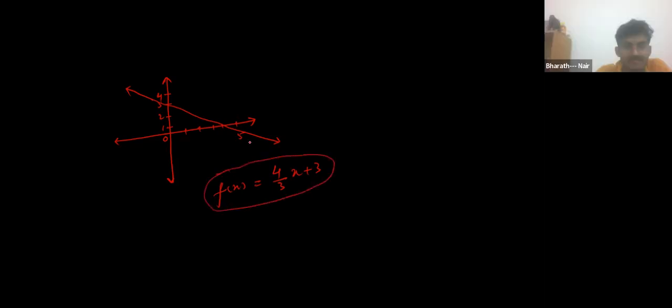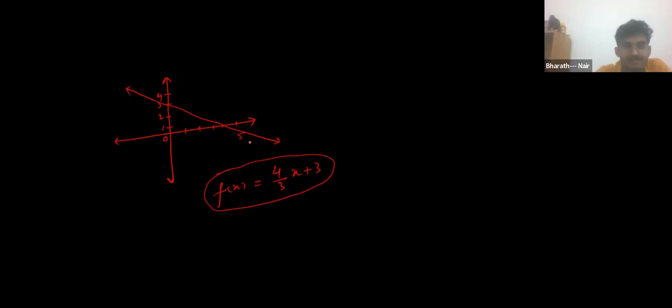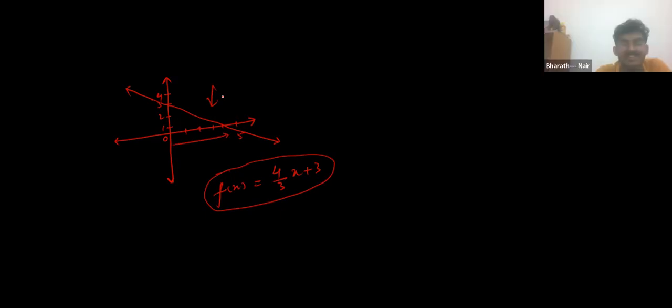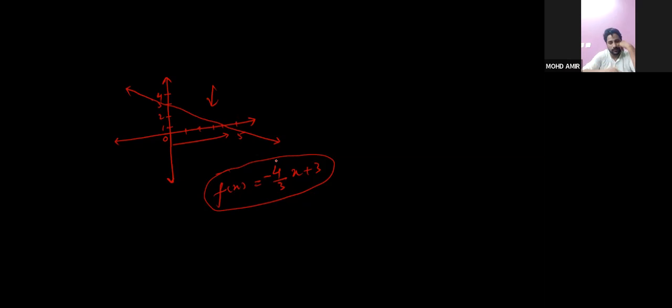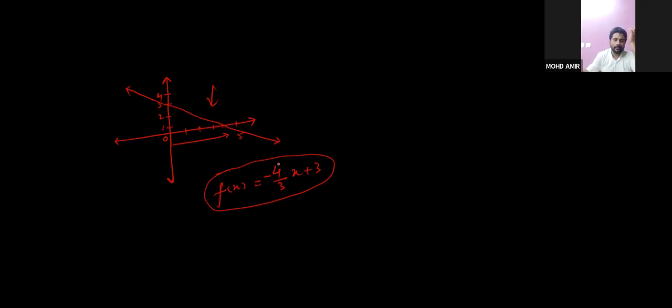Okay. So is the slope increasing or decreasing? As you can see, as we are moving further, the value of y is decreasing. So there will be a negative here. Okay, but we don't know if the value 4 by 3 is correct or not.